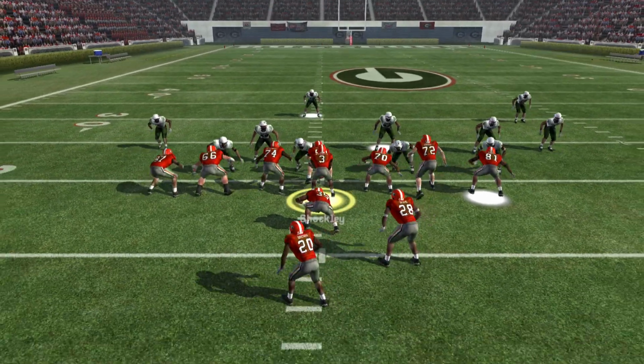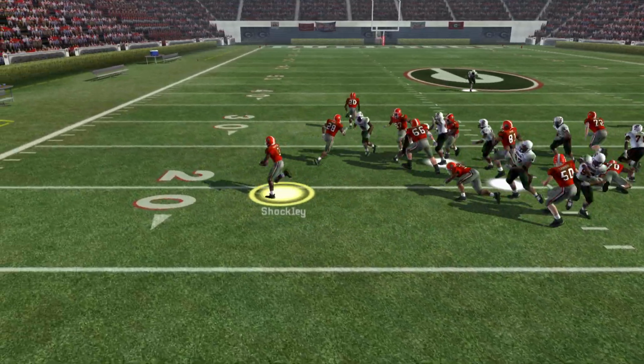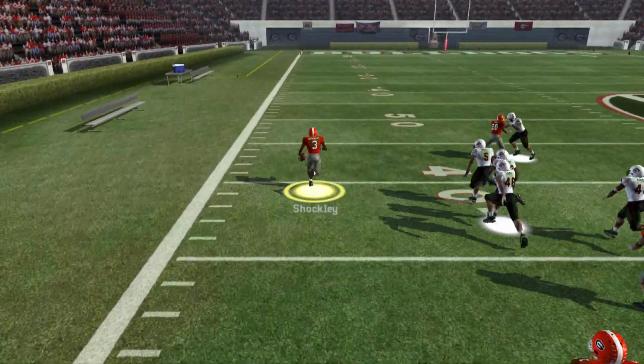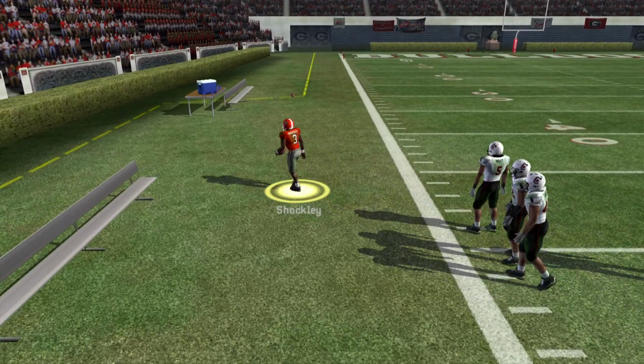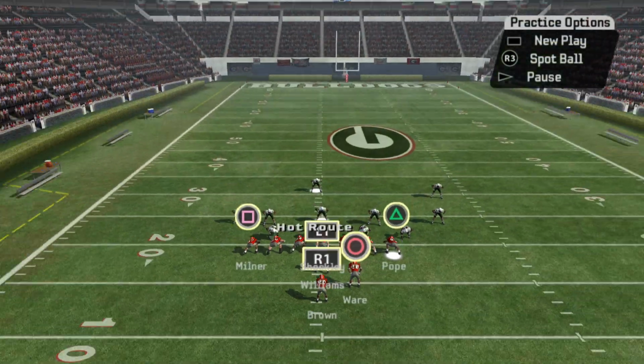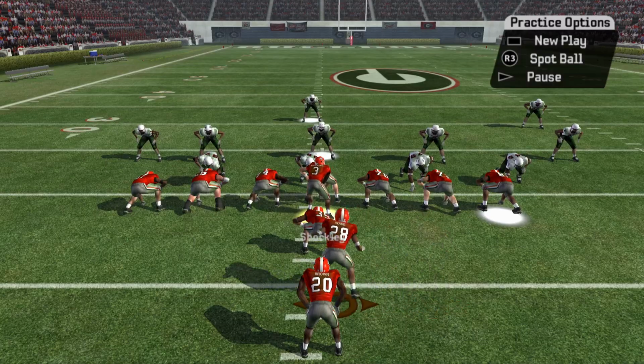We can go this way. Maybe get some blocking here. Maybe go in for a touchdown there. I'll go out of bounds. You just got to follow your blocks and don't use the speed button too hard. It's like with anything else.